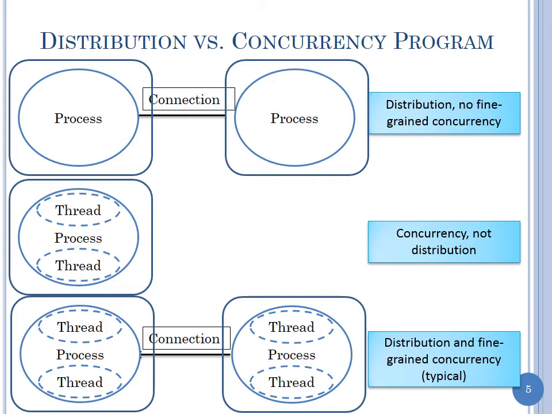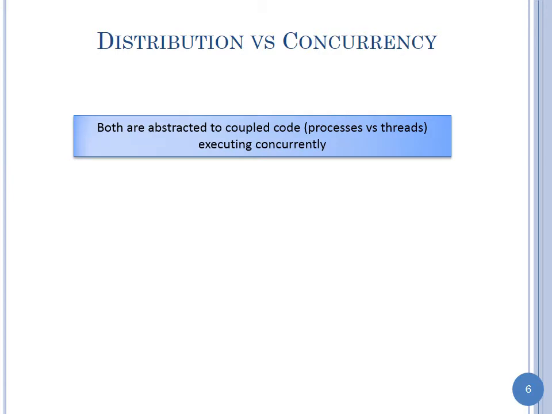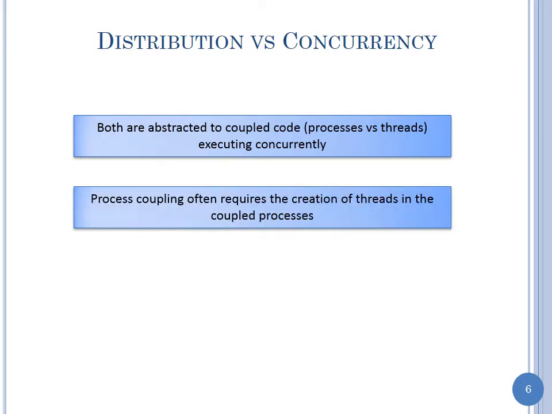Okay? And I'm going to ask you guys why. Before I really ask you the question, let me give you a motivating example to make things more concrete. But before I do that, let me just summarize again. The relationship between concurrency and distribution is that you can abstract them both to a common abstraction, which is really two pieces of code running concurrently. That's a property that both threads and processes have. So even if this course is all about processes and how they talk to other processes, by understanding threads, and coordinating threads, you'll understand coordinating processes also, okay? And more important, process coupling often requires the creation of threads in the coupled processes.